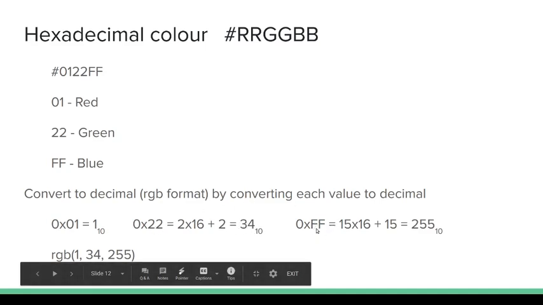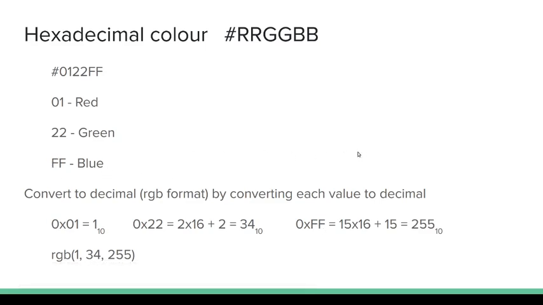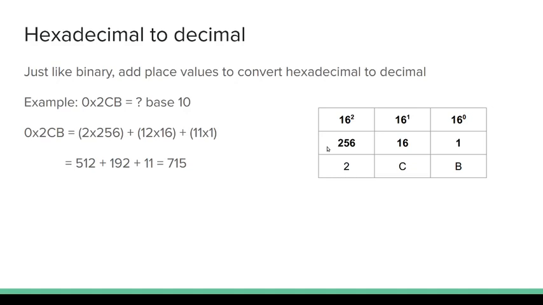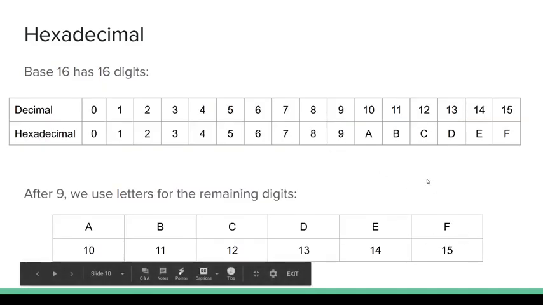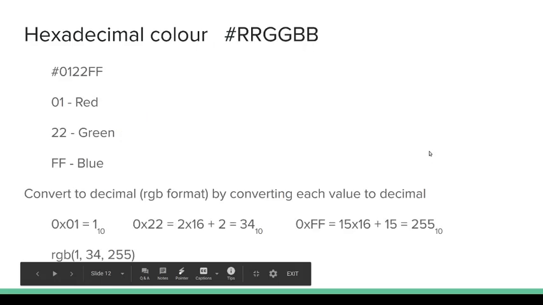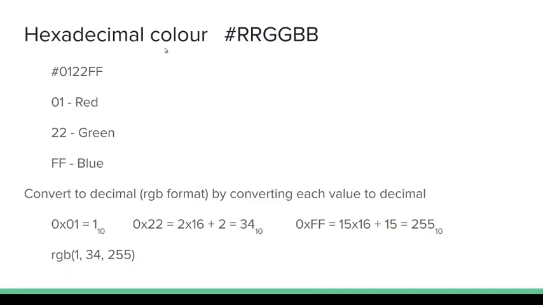And then finally, FF for the blue component. Now FF, if we look back, F is 15. So to calculate FF, we have to multiply 15 times its place, which is the 16's place, and add to that the 15 that's in the 1's place, and that gives us 255. So 255 base 10. So the RGB color that represents 0122FF in hex is RGB 1, 34, 255.